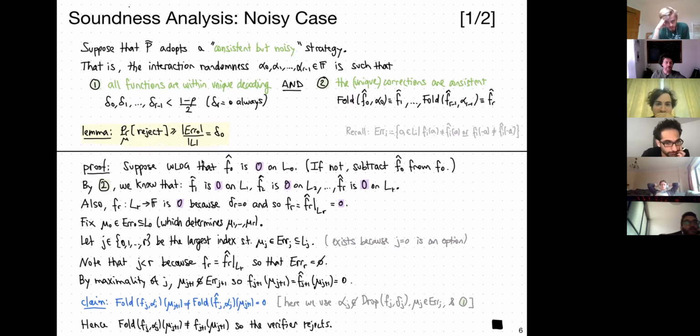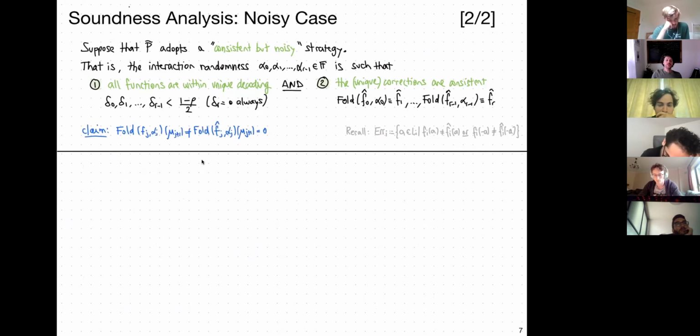So is J the round number where we are going from noisy to non-noisy, or is it the other way around? Sorry, is J the index where we are going from a noisy function to a non-noisy function? Yeah, J is the maximum index while the point is still in the error set, where you have a disagreement, when you have this noise. Okay.